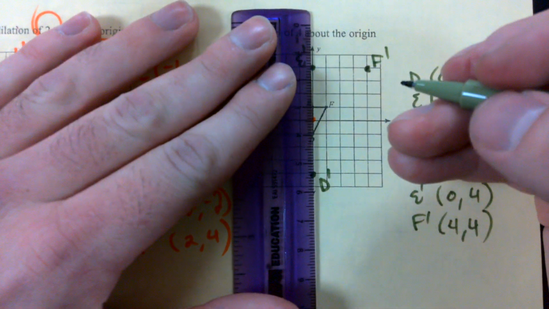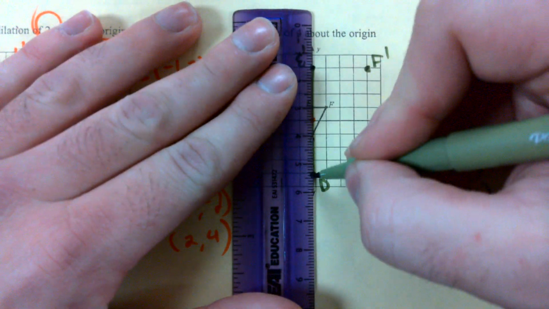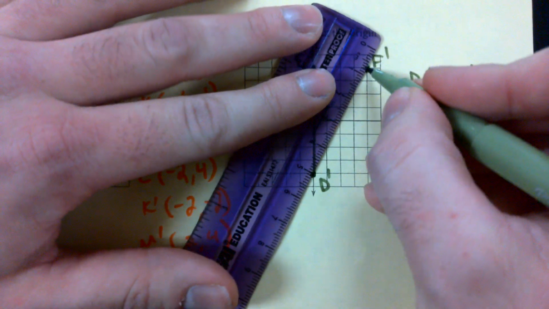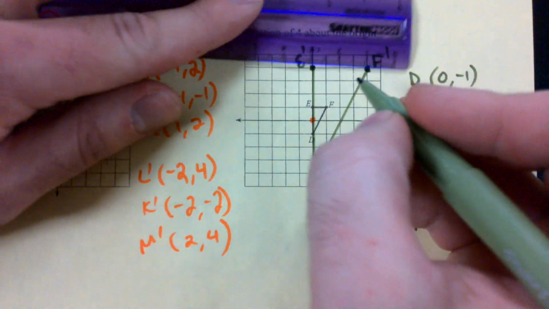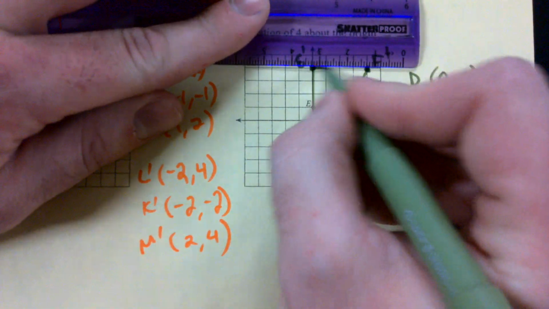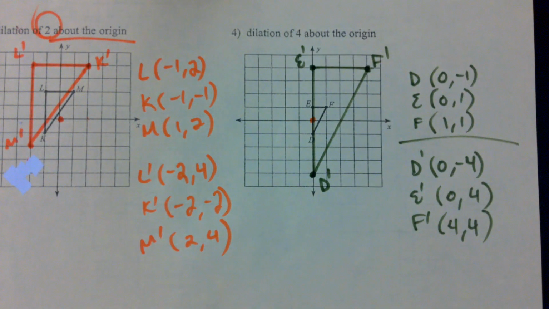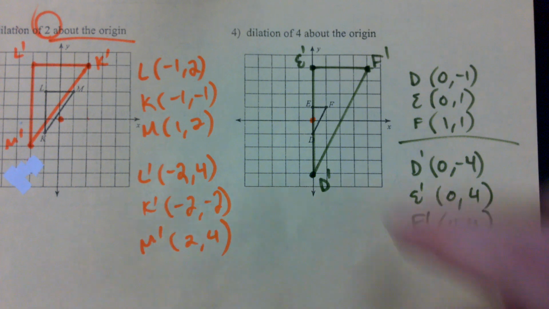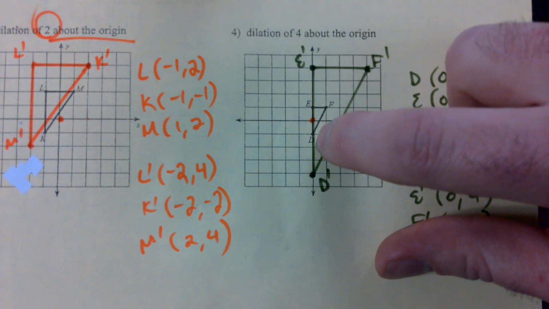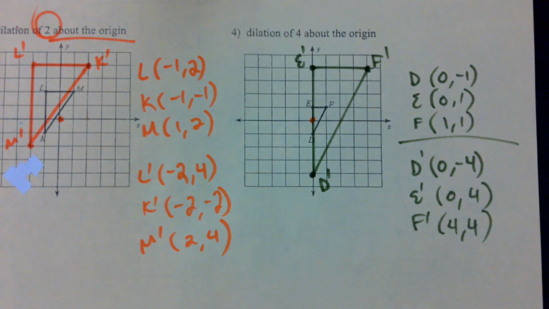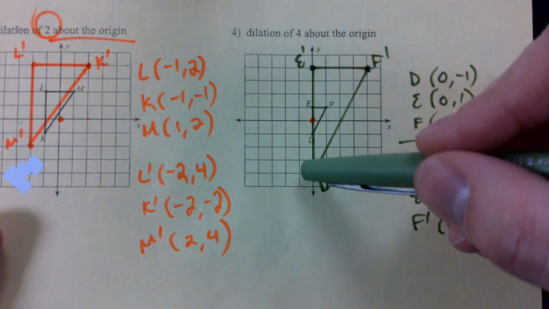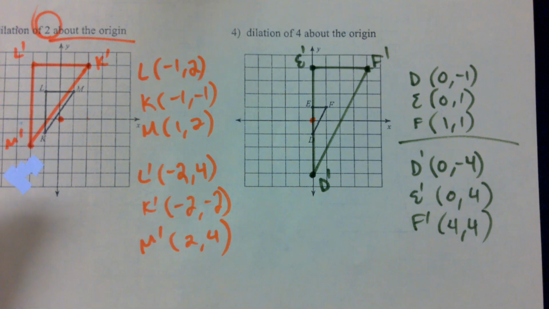So we connect all those lines up. Boom, boom, boom. And we can see that our new triangle, our image, is significantly larger, in fact 4 times larger than our pre-image triangle. But because ED here crossed right through the origin, our E prime D prime also crossed right through the origin.